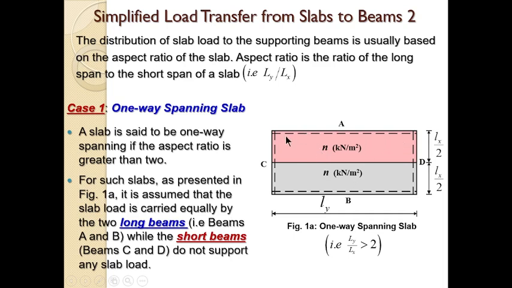That means that this load on this slab is carried by the two long beams, that is beam A and beam B at this long edge. It is assumed that the beams at the short span, that is beam C and beam D, are not carrying any load. That is theoretical. So how do we calculate the load, distribute the load of the slab to the beams?